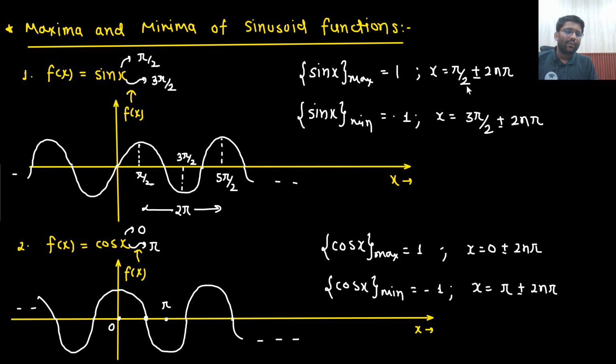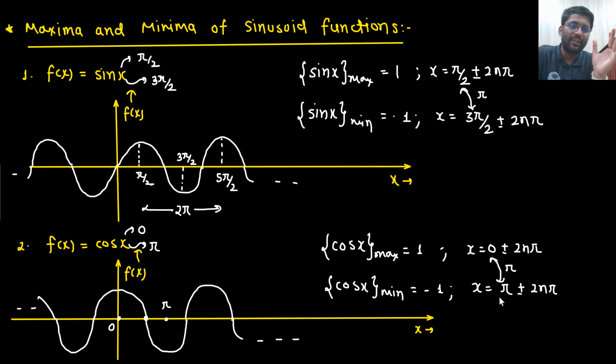Also you would know one thing: for going from minimum to maximum or maximum to minimum, you need a difference of pi. You need a difference of pi. Is that clear to you? For moving from maximum to minimum or minimum to maximum, you need a difference of pi, in the case of sinusoid and cosinusoid. Very, very easy things we are learning.